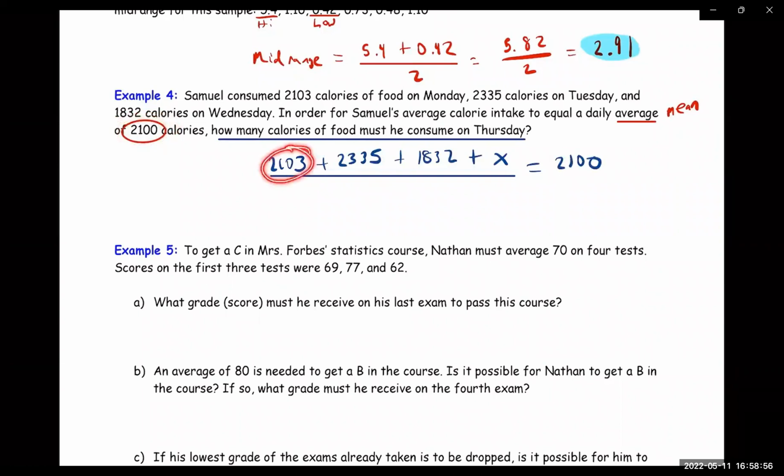All right, so there's 4 days, 1, 2, 3, 4: Monday, Tuesday, Wednesday, Thursday. That means we have to divide by 4. So we need to solve for X. That's the question here. What you want to do first is add up all these numbers. So let's add up those numbers first. All right, 6270. Yeah, you should get 6270.